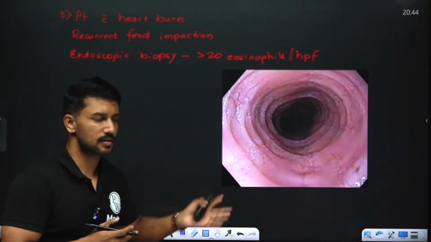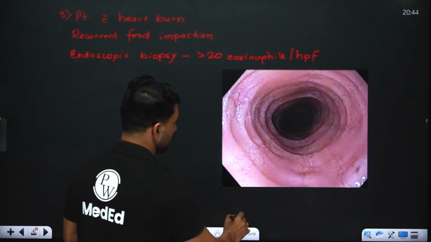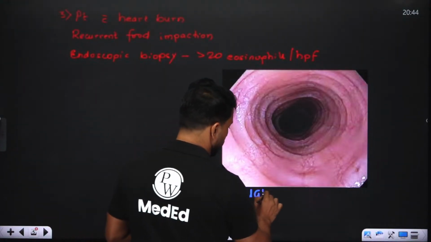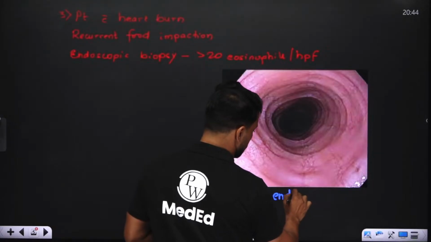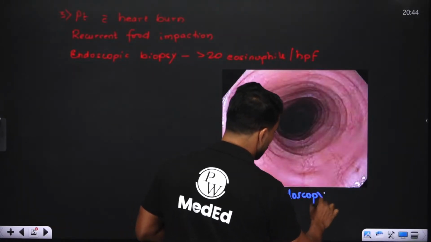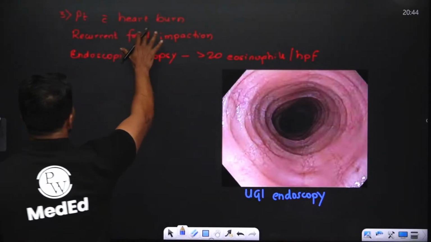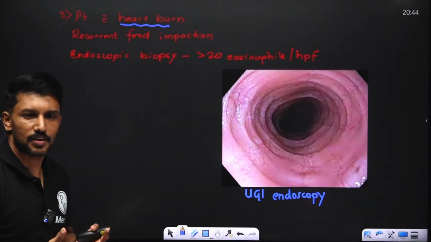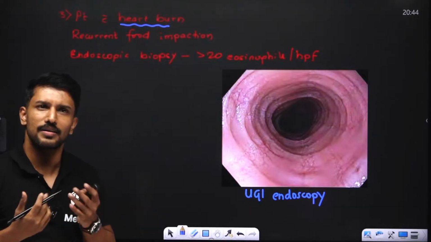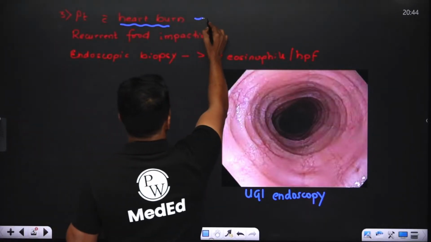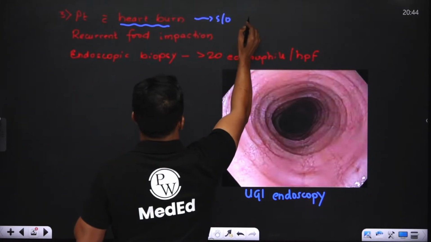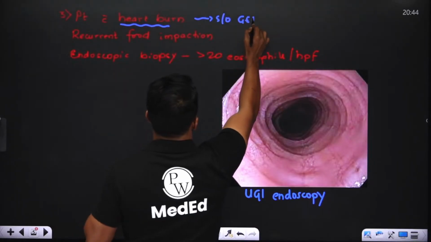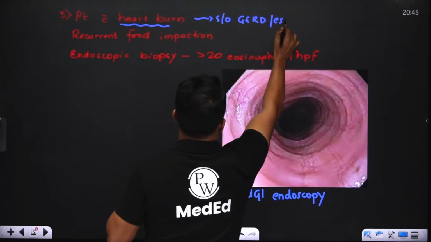Again, the context is there. It is an endoscopy image, right? This is again an upper GI endoscopy image. What is the context given here? The context is a patient with heartburn. What heartburn suggests? It is suggestive of esophagitis or GERD, right? As we know, it is suggestive of GERD or esophagitis.